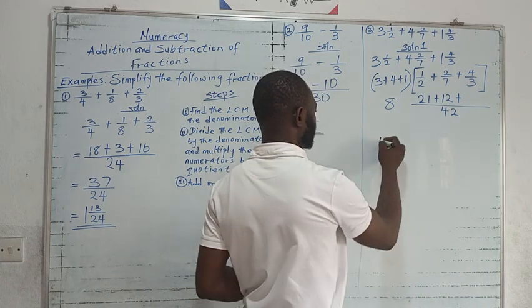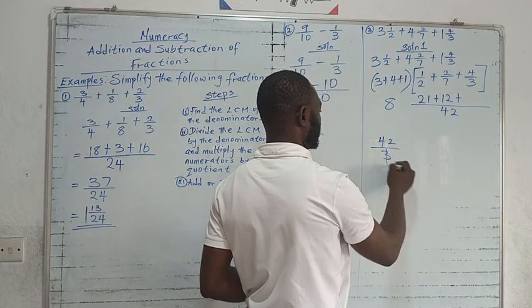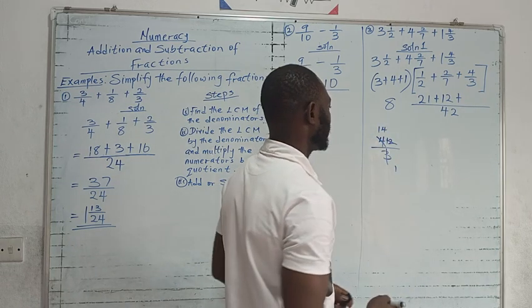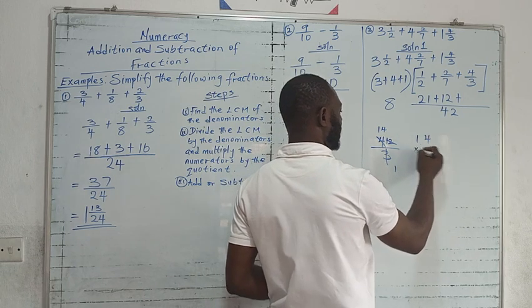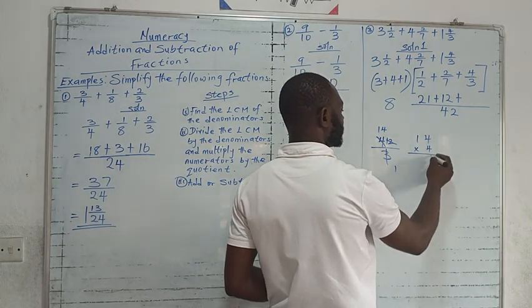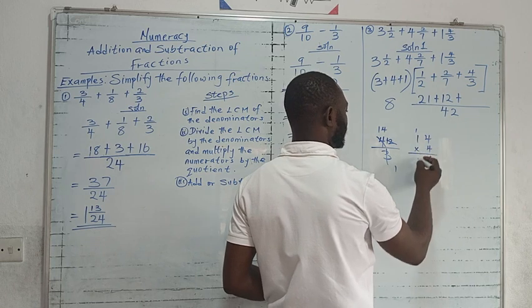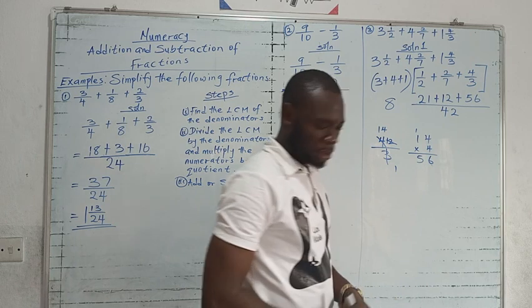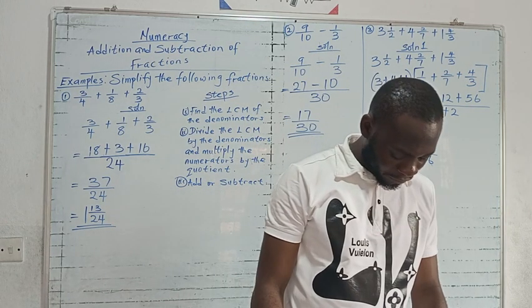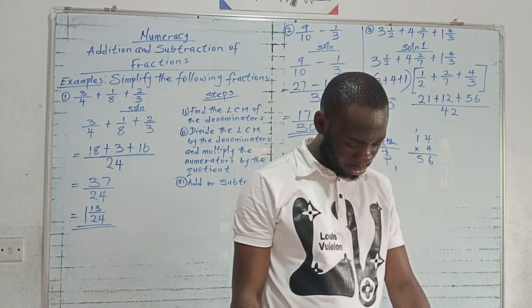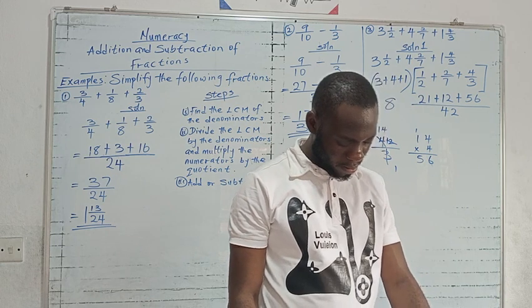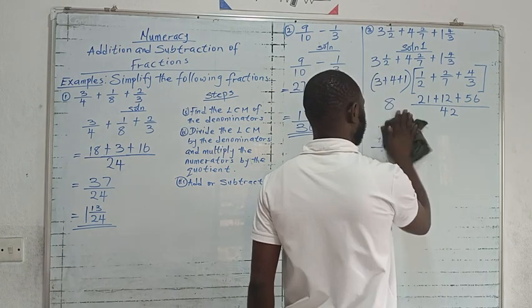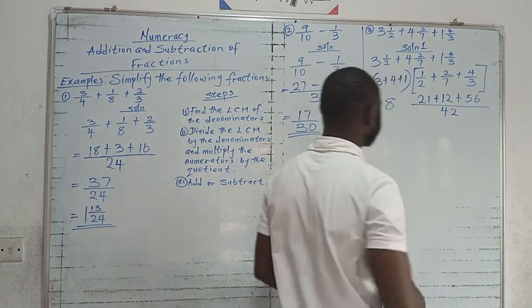14 times the numerator 4. 14 times 4 is what? 56. Alright? Good. So we keep solving.